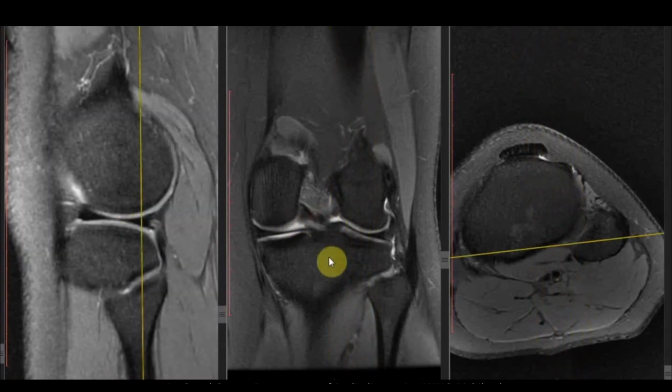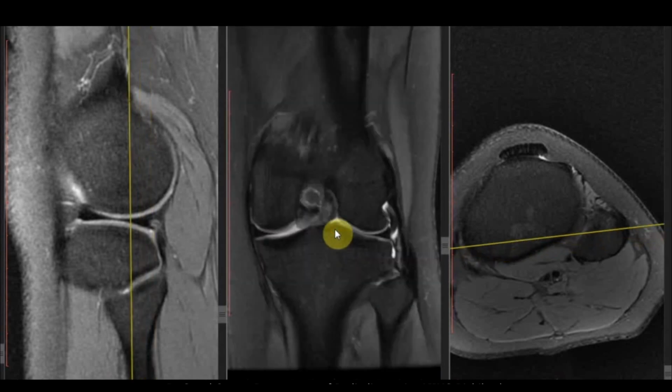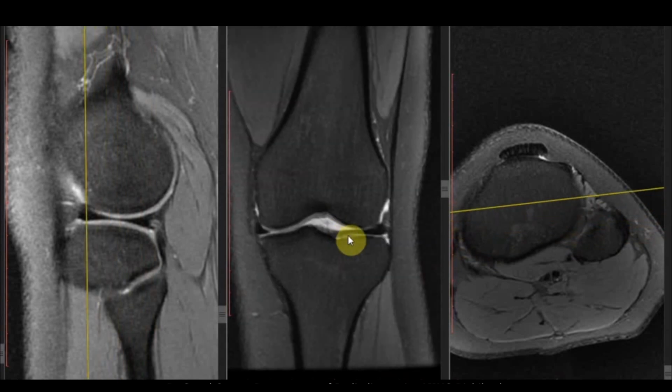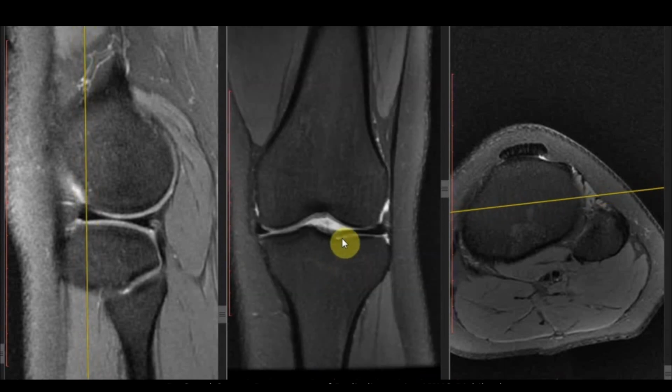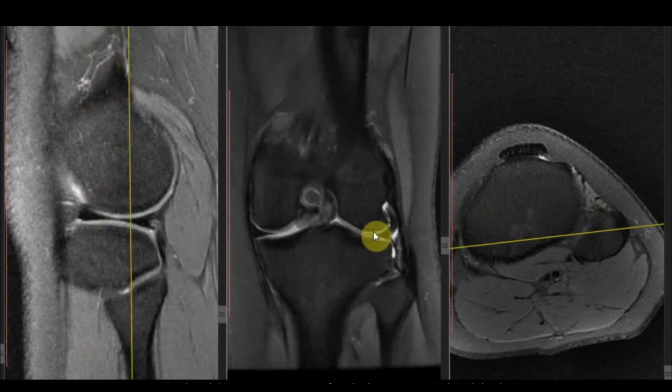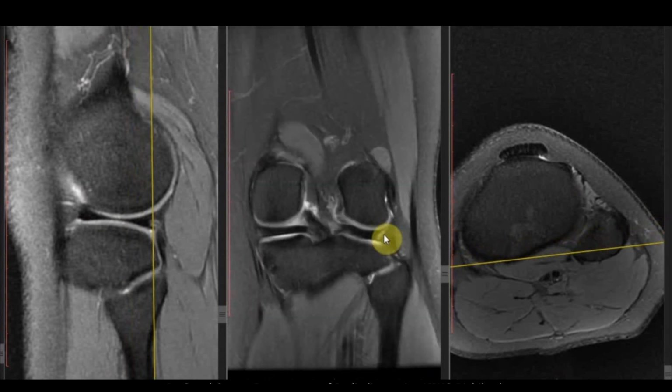You can see the lateral meniscus in the coronal plane also. So this is lateral meniscus. This is the posterior root attachment of the lateral meniscus. And this is the anterior root attachment of the lateral meniscus. So this is anterior root, anterior horn. Then we have body of lateral meniscus. Then posterior horn and posterior root.